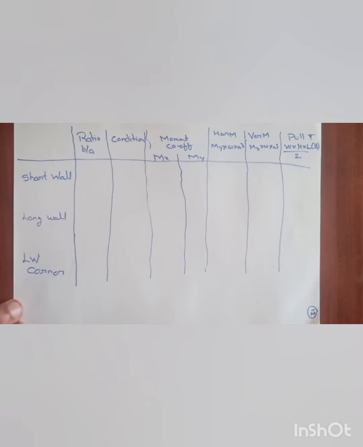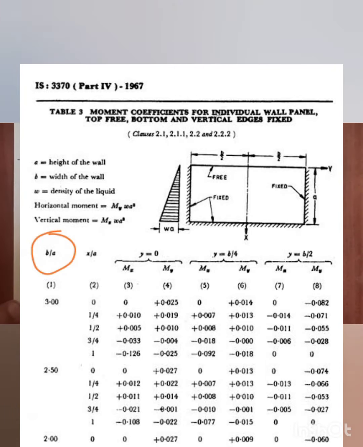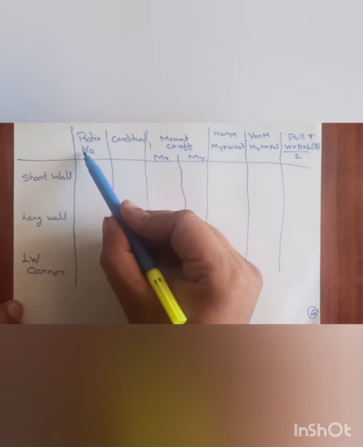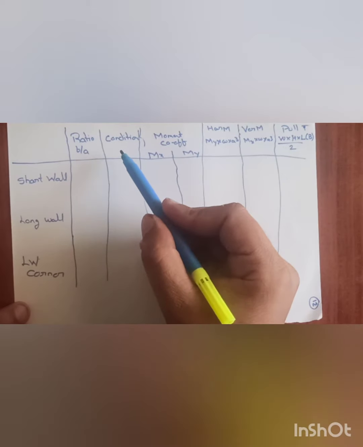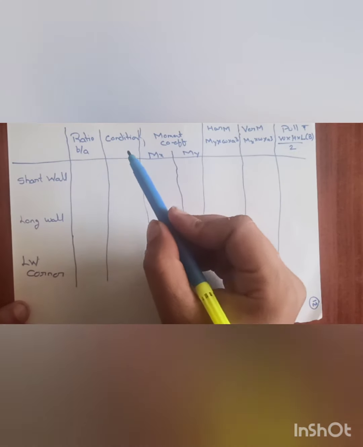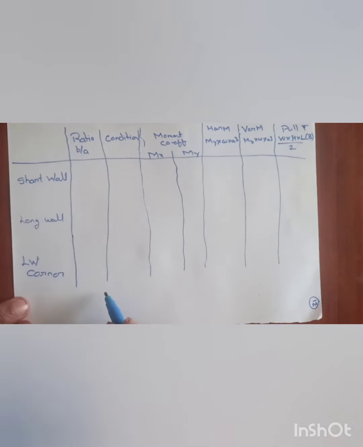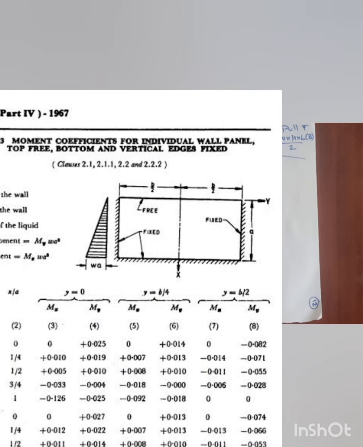Now to find the moment coefficients, you can see in the table, we require the ratio, that is B by A. Remember, B for short wall is 4 meters, for long wall it is 6 meters. Then we require conditions. We need to find the moment at different heights. You can see it here in this table. In the code book we have a figure like this.